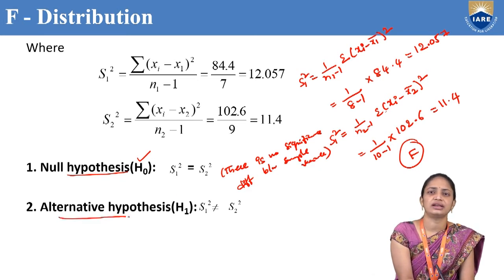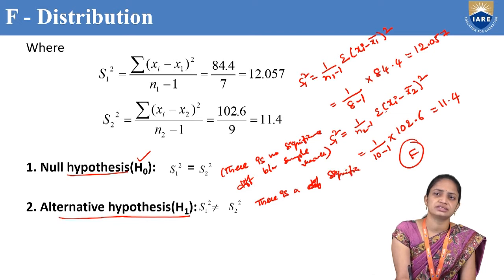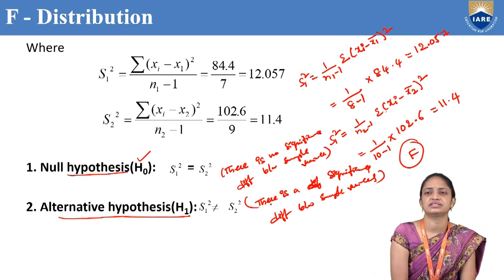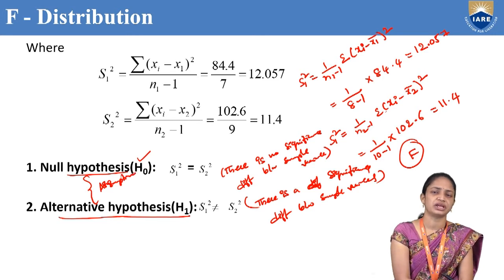So next one is the alternative hypothesis, that is denoted with H1. Here that is nothing but s1 square not equal to s2 square. That means there is a significant difference between the sample variances. So simply we can say that the alternative hypothesis is opposite to the null hypothesis. Remember this one point: these two are assumptions only. The null hypothesis and alternative hypothesis both are assumptions.